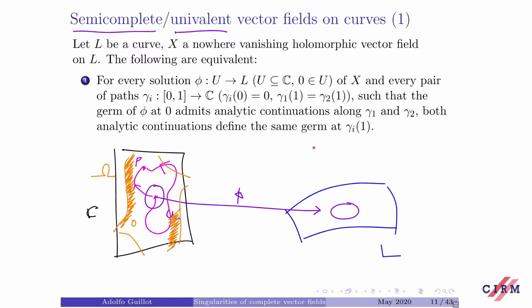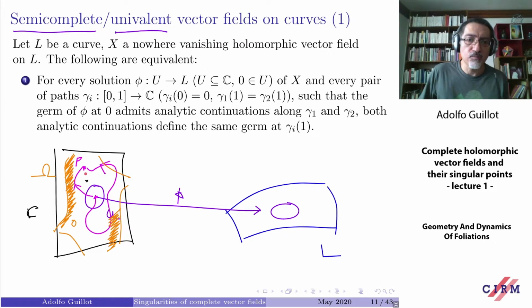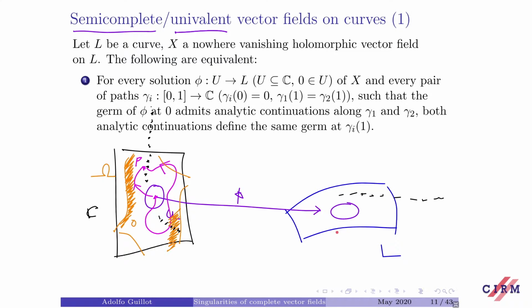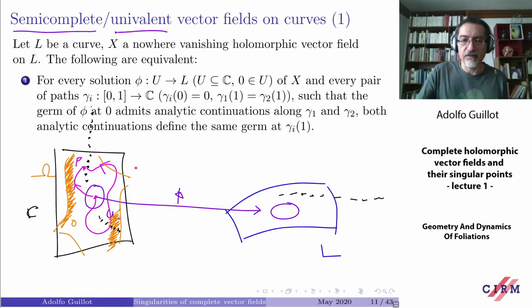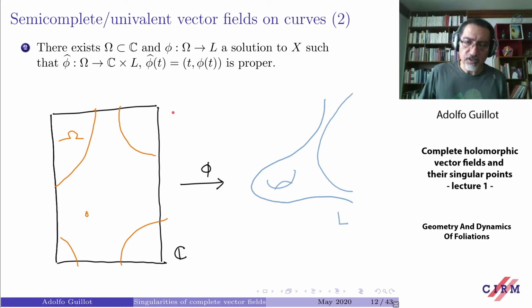A way of saying that this is the maximal set where the solution is defined is that if I have a sequence of points in this orange domain escaping from every compact subset of it, then either it tends to infinity within C, or it arrives at the boundary of omega. But saying that we do not have an analytic continuation means that if I take the image of this sequence of points, it will escape to infinity also along the leaf. So if condition one is satisfied, then I can have some domain omega. This is the second definition.